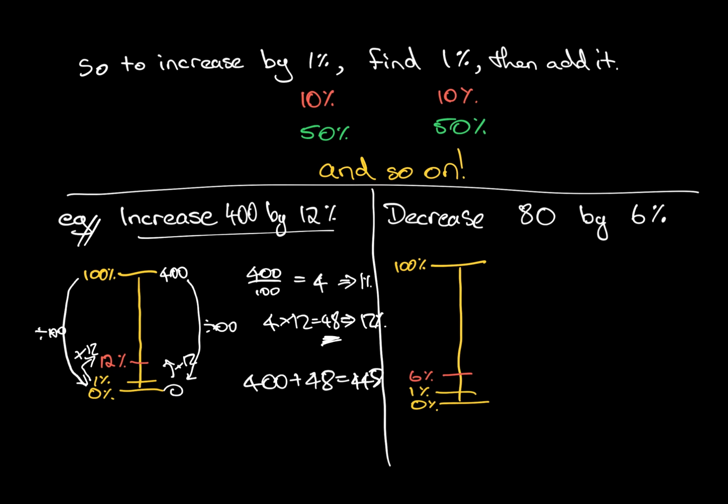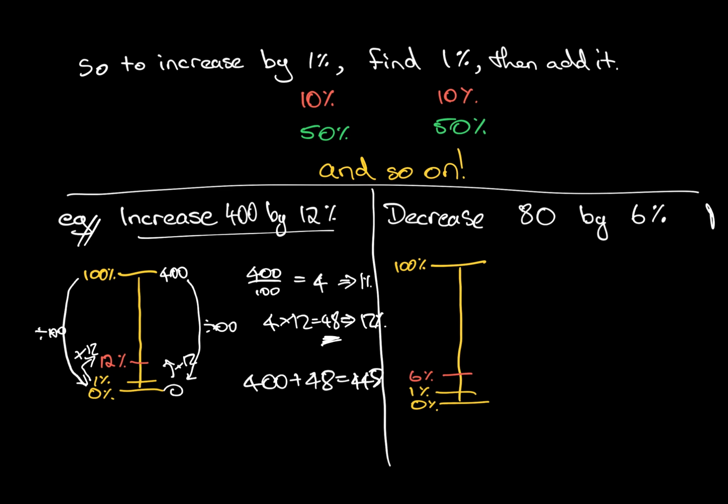The next example on the right, we see that we're going to decrease, this time 80, the total, by 6%. I've started off the dual scale number line myself, but why don't you pause the video now and have a go at this one. See if you can decrease 80 by 6%. Come back in a couple of minutes and I'll run through it.